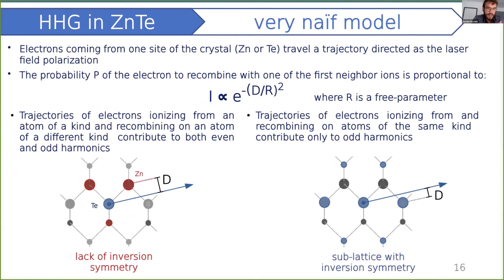It's not the case. Obviously you promote the electron into the conduction band, but we took this model from what we are used to doing in the gas phase, to see if it was possible to have an interpretation of what we observed in terms of trajectories. Obviously here we have many more complex things. For example, the first assumption that I'm making, that the electron travels a trajectory directed along the laser field polarization, is expected not to be true, since we have the Berry phase that changes the direction of the electron, which can also travel in the perpendicular direction with respect to the laser field.